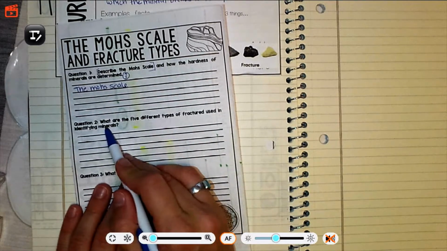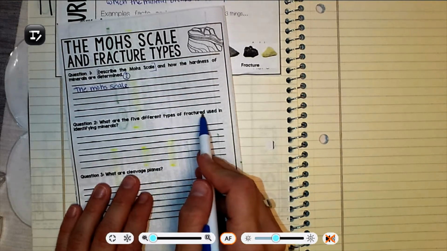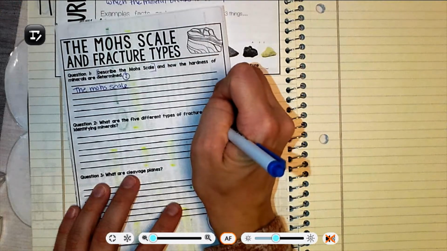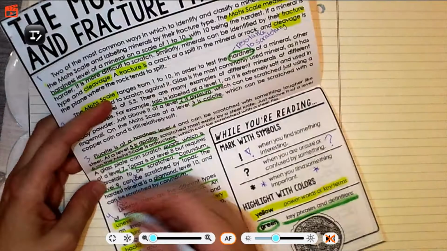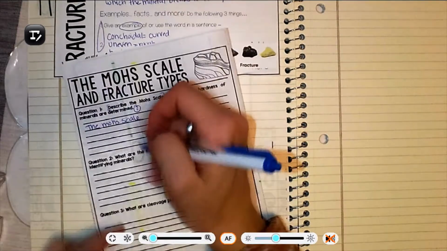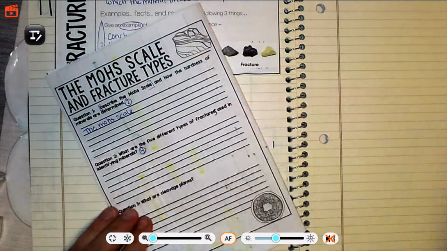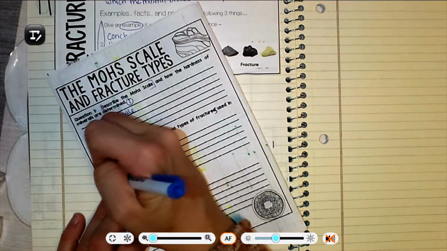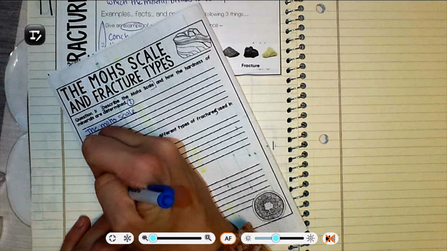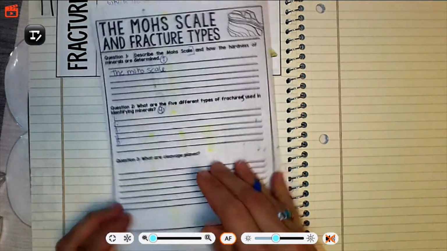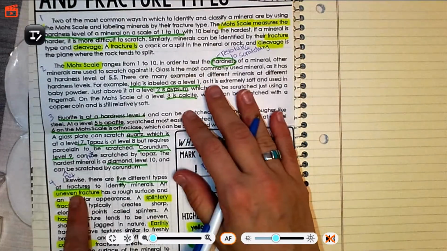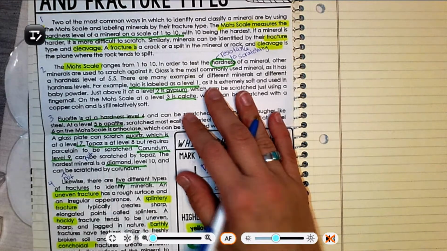Question 2. What are the 5 different types of fractures? Oh, so many types of fractures used in identifying minerals. So it's going to be down here in paragraph 4. So here, you don't need to have full sentences. You can do 1, 2, 3, 4, 5. Go back in here and look for that 1, 2, 3, 4, 5 types.